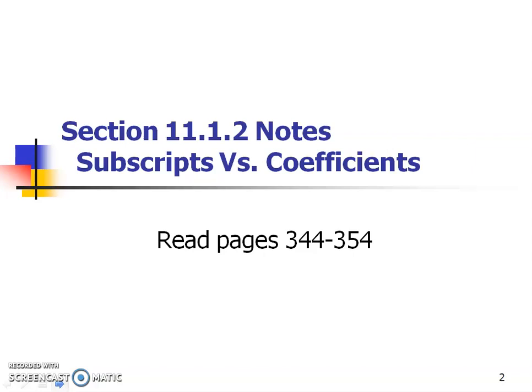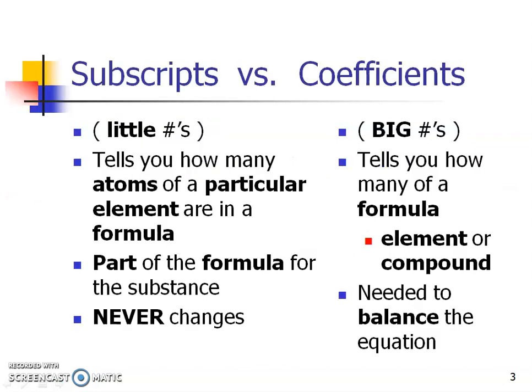This is Mrs. O'Neill for Chapter 11, Section 1, Part 2, Subscripts versus Coefficients. We need to understand which numbers are which and what those numbers really represent and do when we're balancing our chemical equations. So again, pause, fill in the blanks, make sure you're reading as you're writing, and then play to hear my words. So the subscripts are going to be the little numbers that you've already seen.